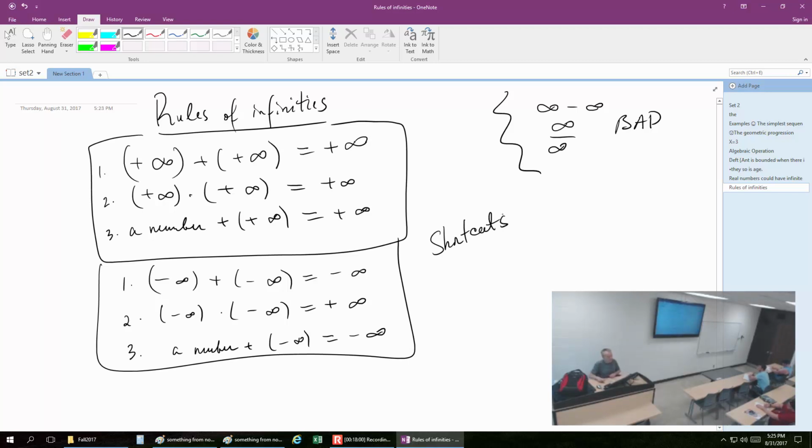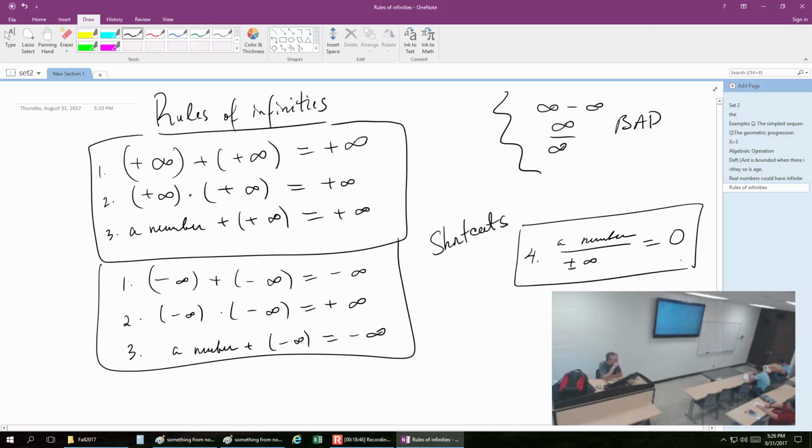If somebody pushes for an explanation, remember every time you deal with infinity, there is some limit. You explain it with limits. Okay, so that can be explained, so we're good. Probably there's one more. I think I missed it. There is number four. Sorry about that. If I have a number divided by plus infinity, it will be zero. In fact, plus or minus infinity also works as a shortcut. Also, it can be explained in the same manner with a limit.